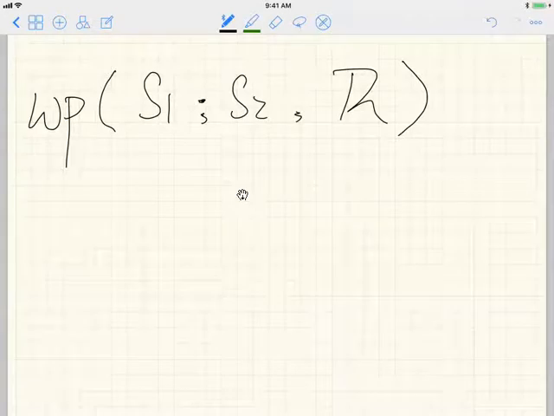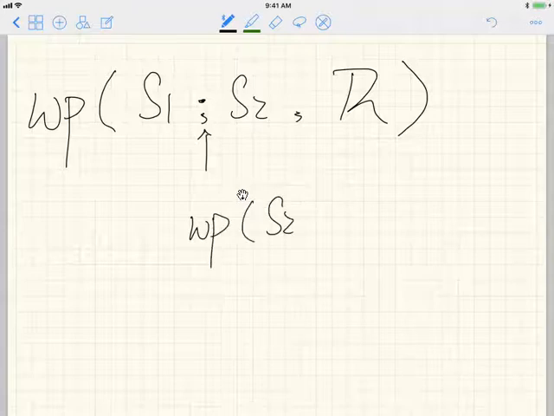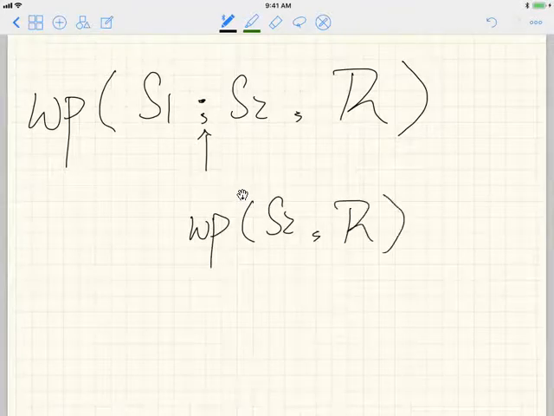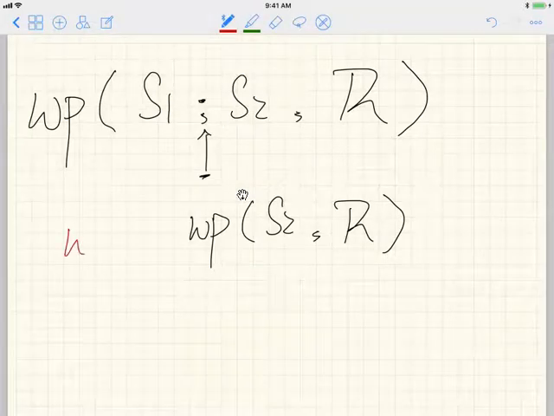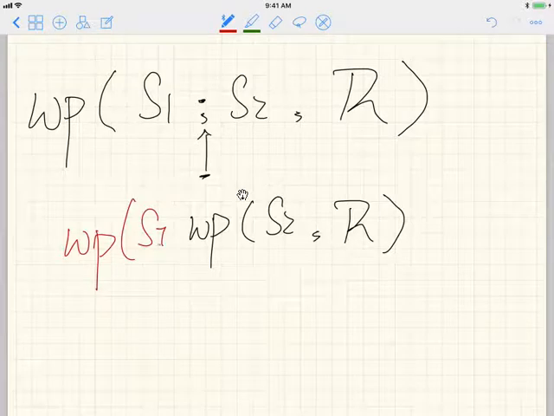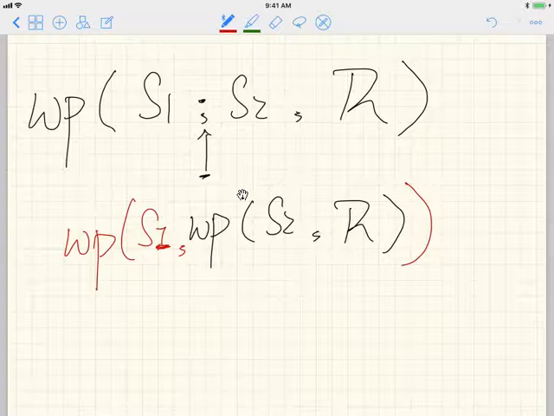Okay, first of all, we know that the intermediate point over here is going to be the WP for S2 to establish R. And then we want to make sure this intermediate point is the post-condition for S1. And what is the weakest precondition for S1 to establish that post-condition? It's just going to be another weakest precondition calculation. It's going to be the WP for S1 to establish that. Okay, that's why I said intuitively it's not too bad.